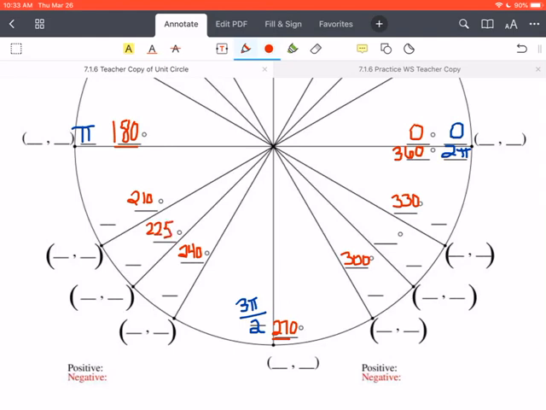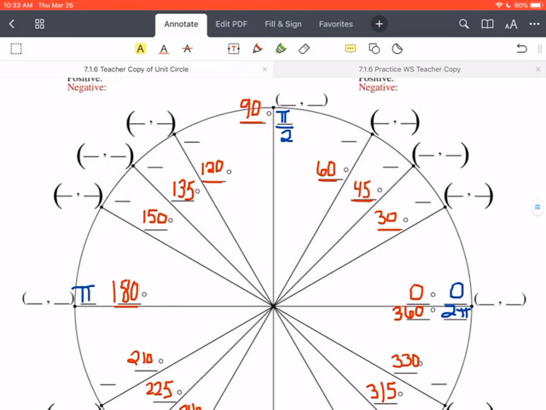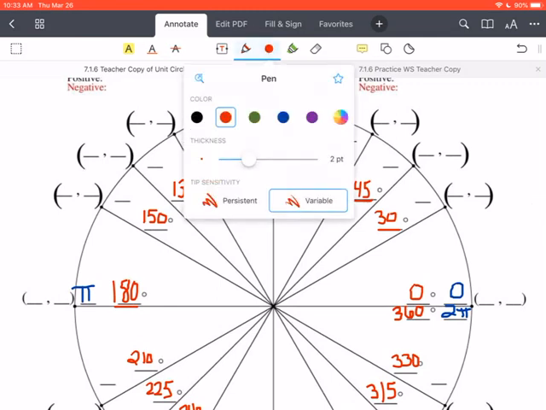Then add 45 to get 270. Add 45 to get 315. So there are the degree measures. Okay. Now, after this, what do we need to do? We need to go back in and add our radian measures, which I've been putting in blue.